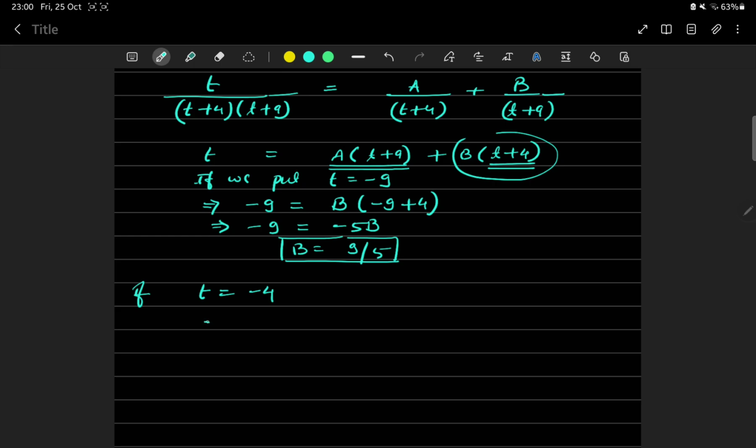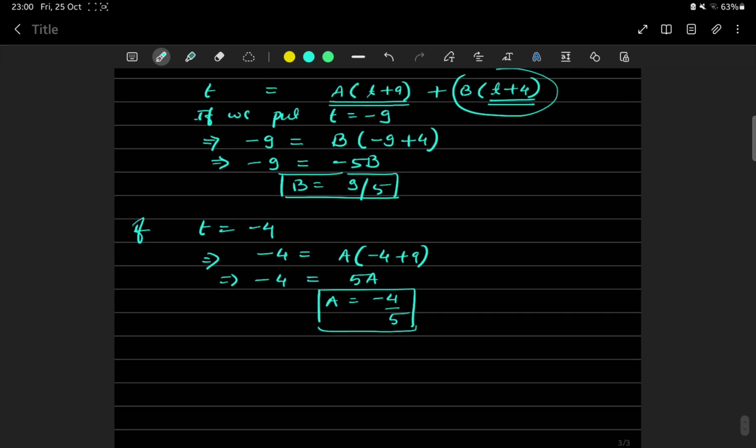So this comes out to be minus 4 equals to A into (minus 4 plus 9), so this will become 5, so 5A, and the value of A will be minus 4 by 5. This we have got. So in this manner you have to find out the values of A and B.